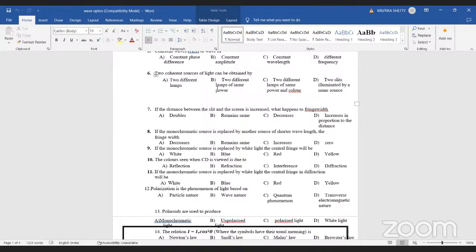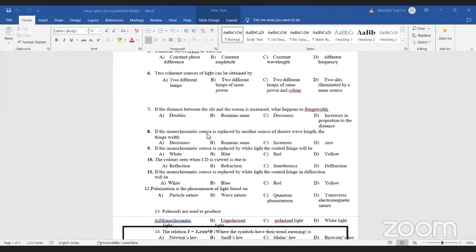If the distance between the slit and the screen is increased, what happens to the fringe width? It decreases. Option C. Yes, option C is the correct answer. Okay. Go for question number 8.